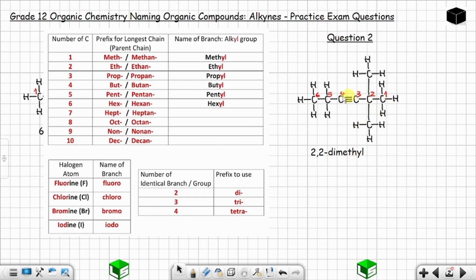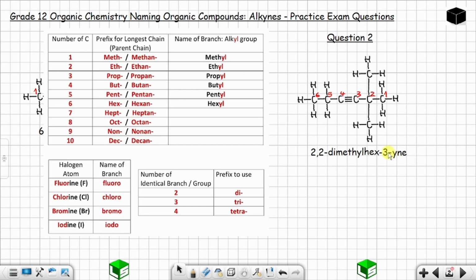And now the parent chain is made up of 6 carbon atoms. You can see that. We are going to use the prefix hex. So it will be hex like this. And you need to locate your triple bond, which is on carbon number 3. So you are going to have 3 there. And then you follow it by the suffix yne because you are naming an alkyne. So it will be yne like this.